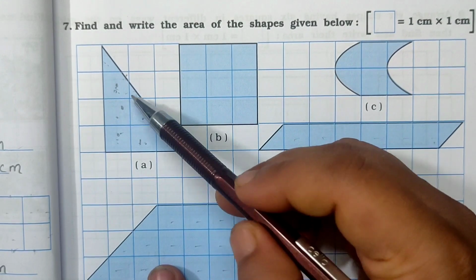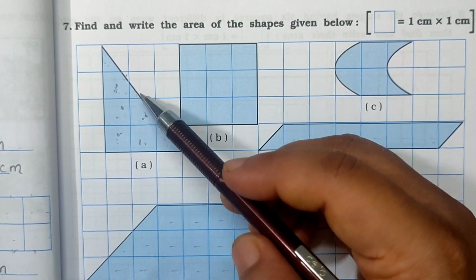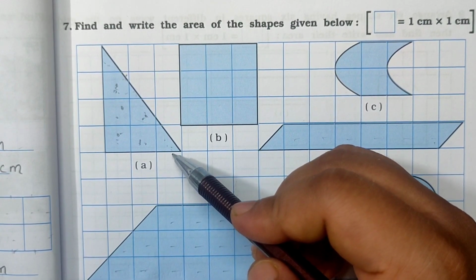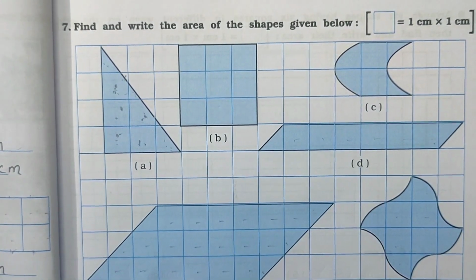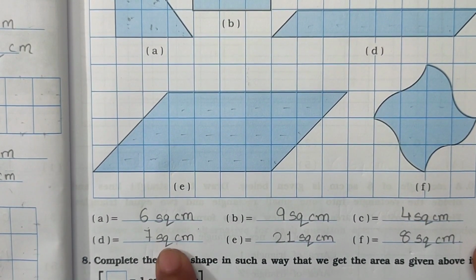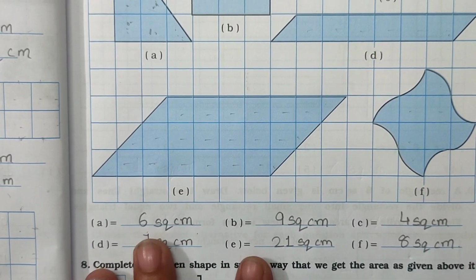Okay. And here it's this 2 half. So it's a 6. 6 square centimeter. In the first one you have to write down 6 square centimeter. Now see the B.